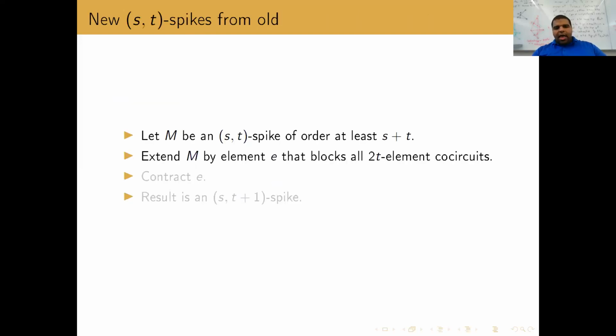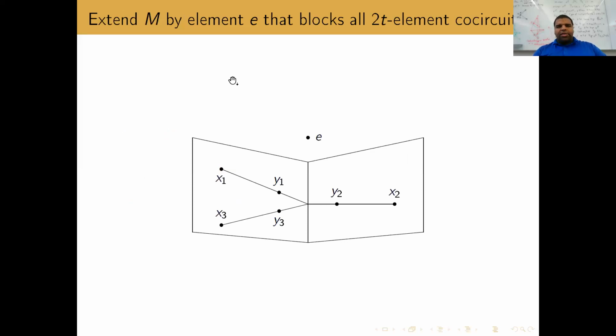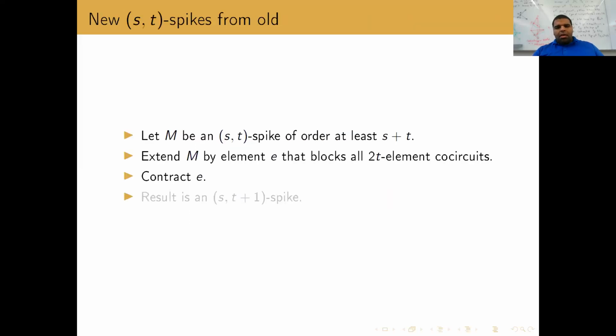And I'm going to extend the matroid by an element that blocks all of the 2T element co-circuits. One way you can do that, which is probably the easiest way, is just to freely extend. So here is E. I freely extend this matroid by E. And all of the co-circuits that I had are blocked. So without E, each of these pairs was a series pair, but now that's no longer the case. So E has blocked all of those co-circuits. And then what we'll do is contract E.